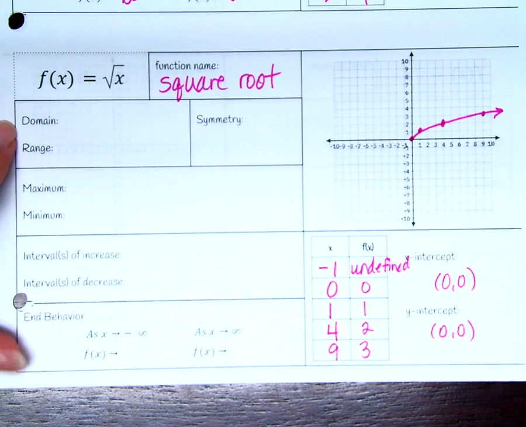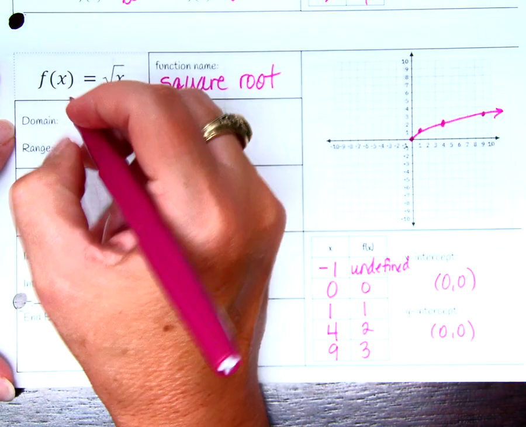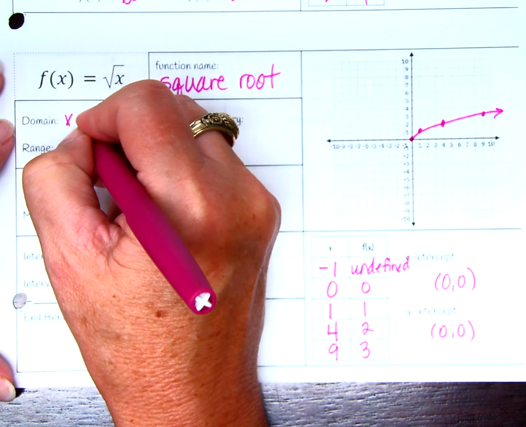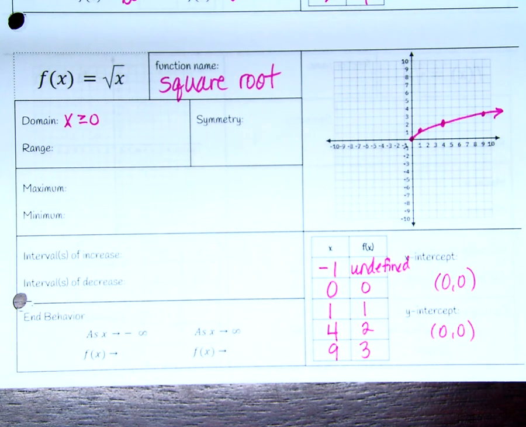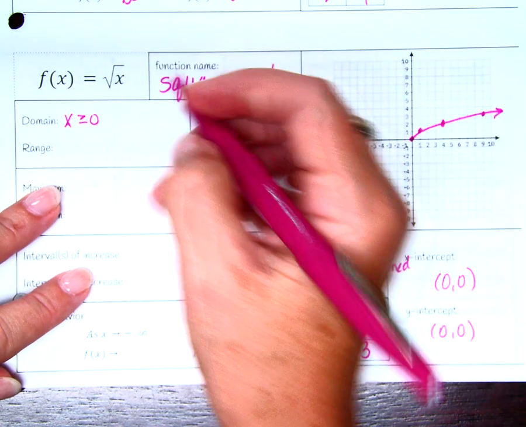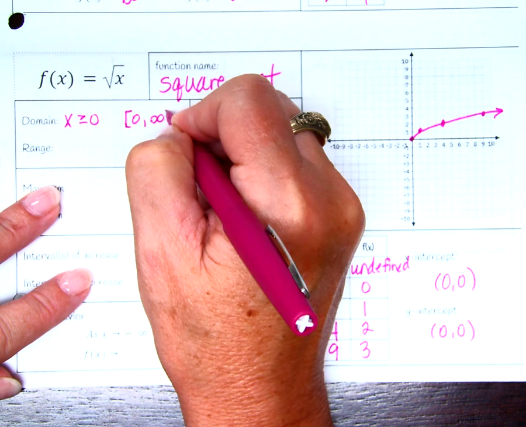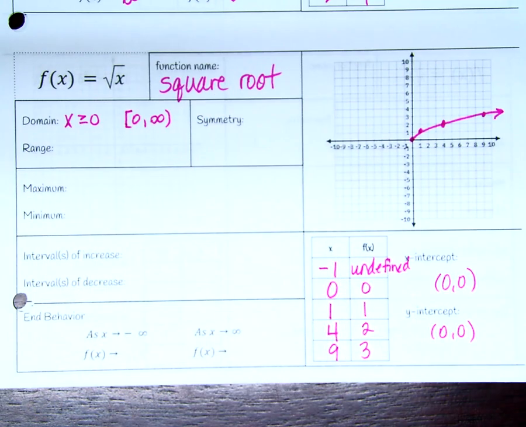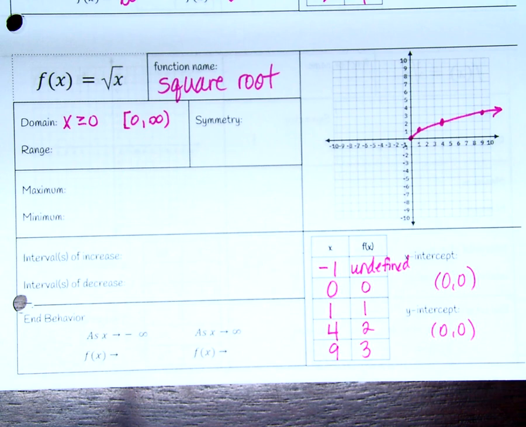All right, what about my domain? How far to the left does it go? Only to 0, right? So x is greater than or equal to 0. That's my inequality notation. What does my interval notation look like? It starts at the least and goes to the greatest. So it starts at 0 and goes to infinity. Do we need to go over again why this is a bracket? Or do you think you got that? You got it? Okay, awesome.